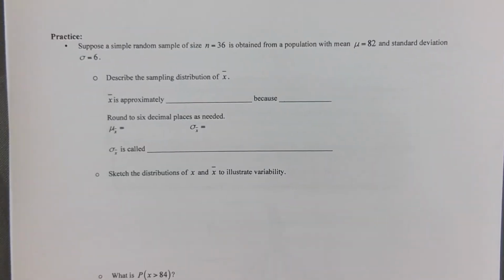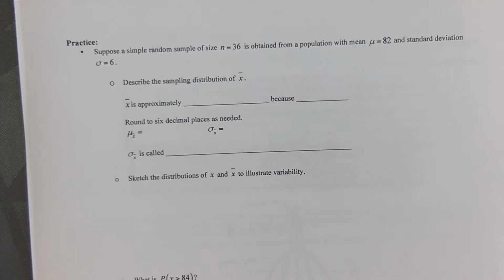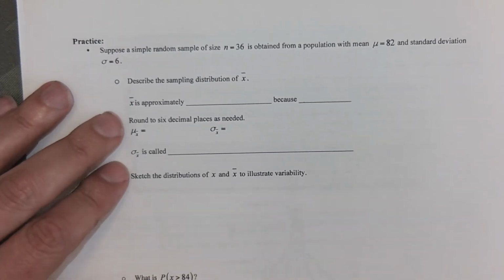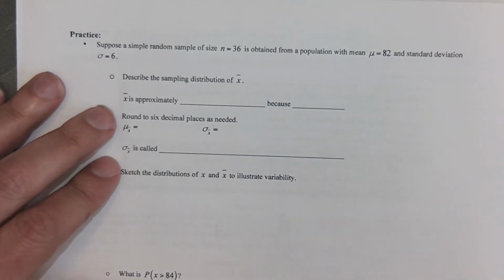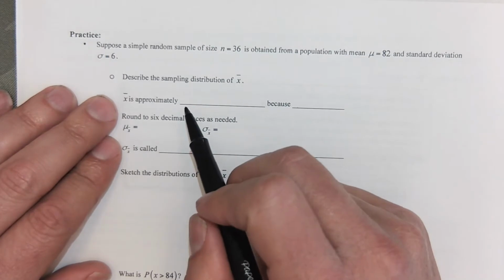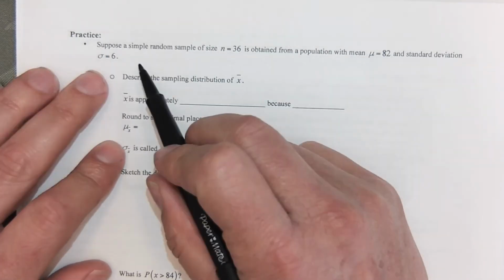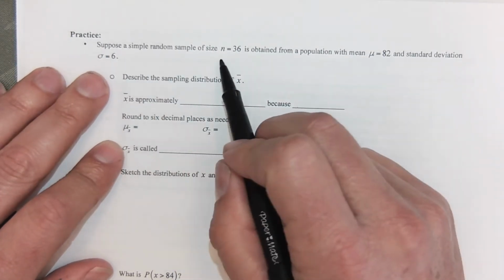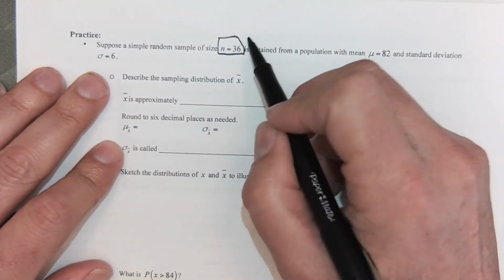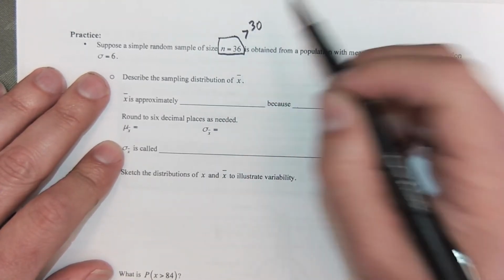Now, basically what our practice is going to look like is here. So I'm going to do some things sort of in the abstract more, and then I'll do some more concrete examples. Hopefully that'll kind of hammer it down a little bit. So for our example, suppose a simple random sample of size n equals 36. You'll note that is bigger than 30. So that's good for us.